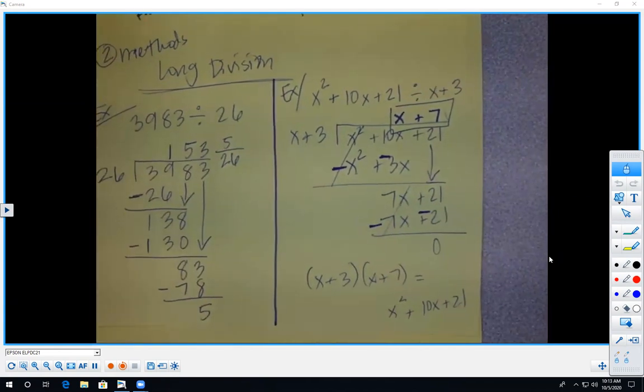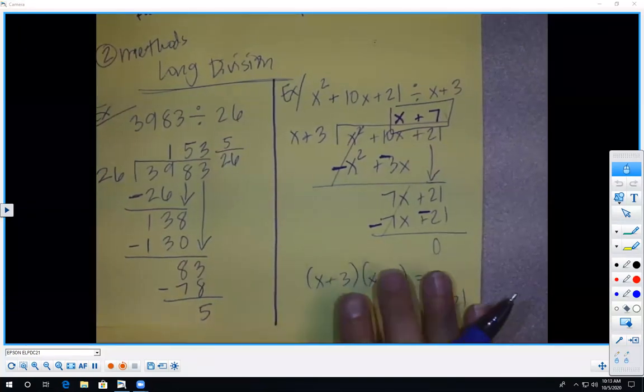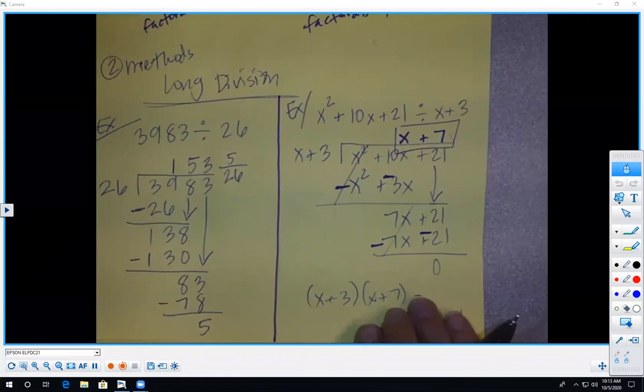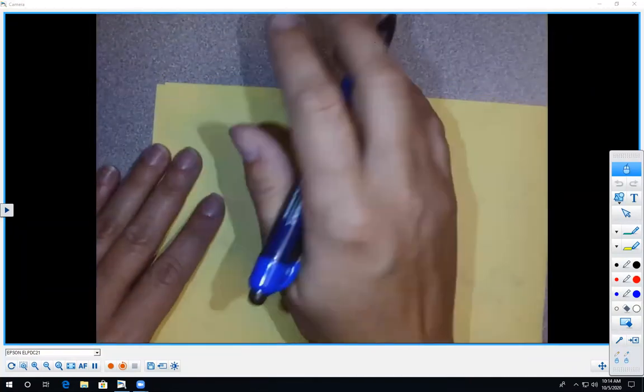So we're going to spend some time on that. We're going to do those. Sometimes they get a little yucky. So we're going to do a few of them until we kind of get the hang of it, and then we'll move on to synthetic division. Okay, so let's do some more of those.